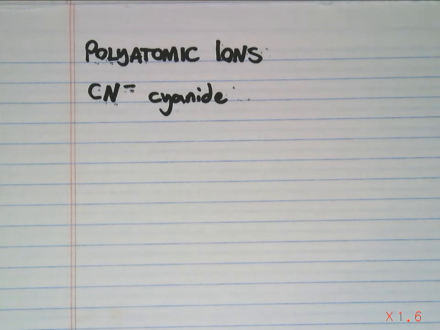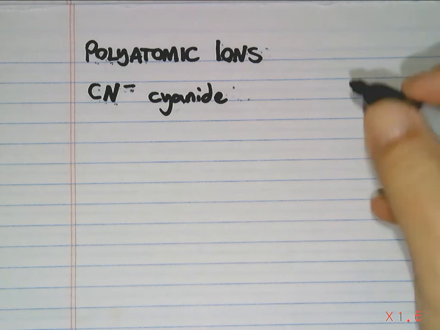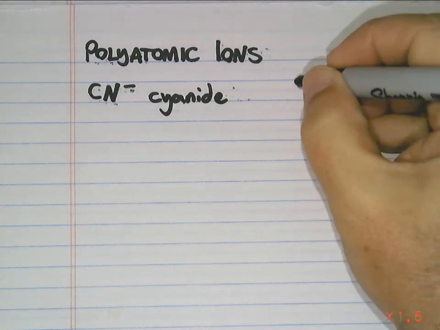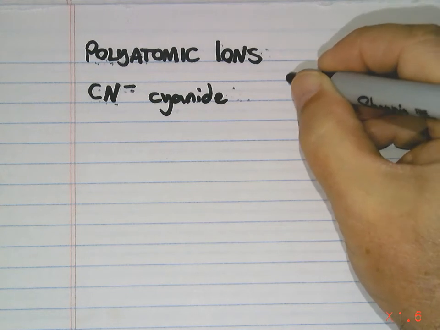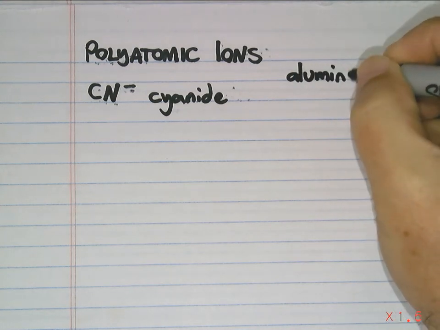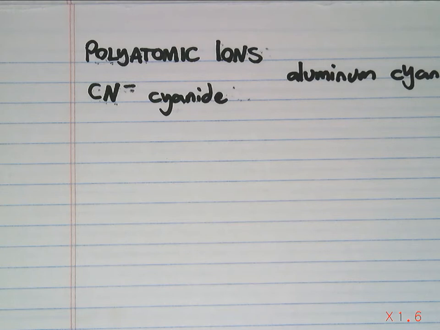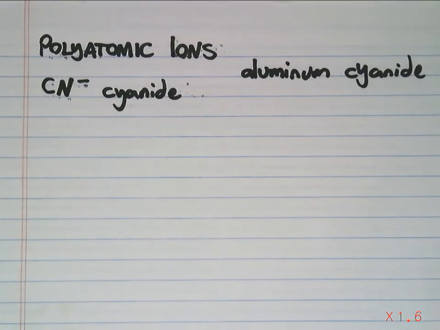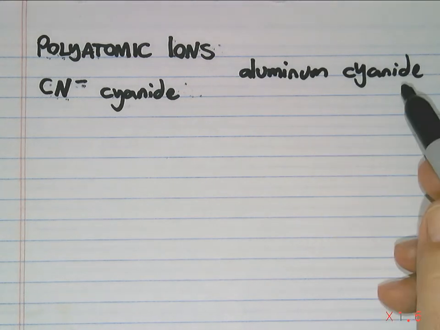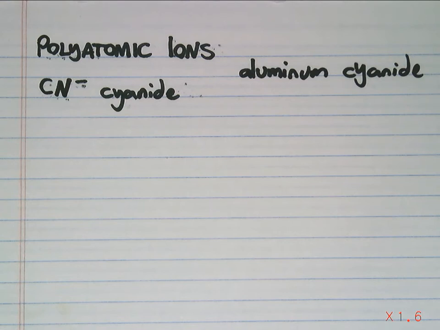Once you know the formula and the charge, you can build ionic compounds from this polyatomic ion the same way we were doing in the last video with elemental ions. For example, suppose I want to write down the formula for aluminum cyanide. I'm going to follow the same steps we did in the last video. I am going to write down the formulas for each of those ions, and then I am going to put the ions together so that they electrically neutralize each other.